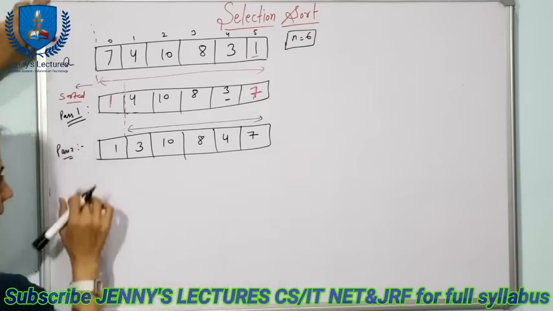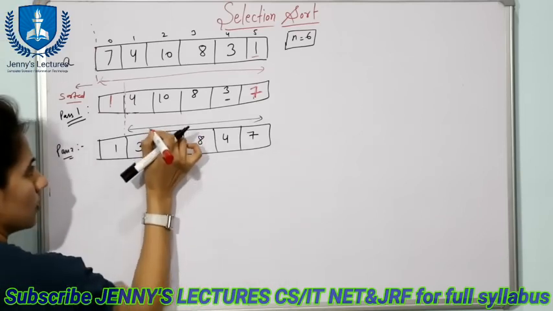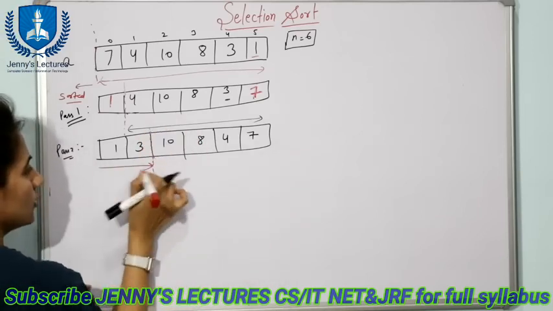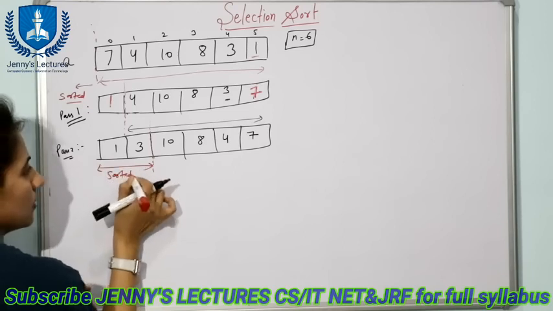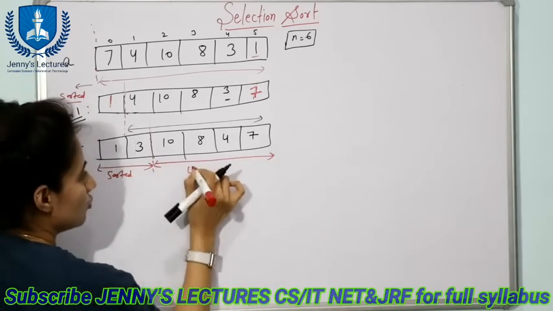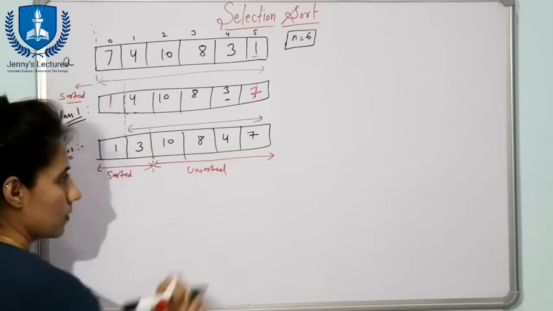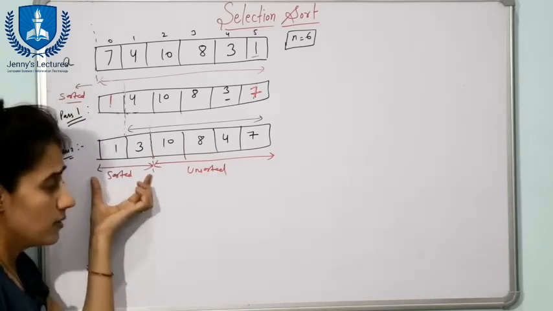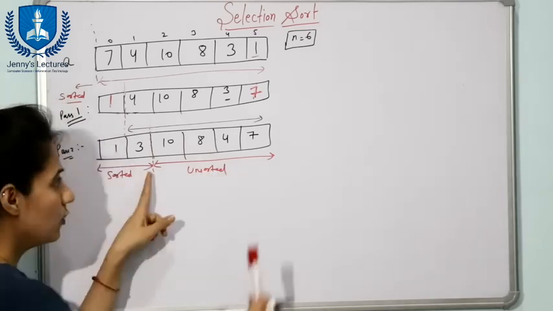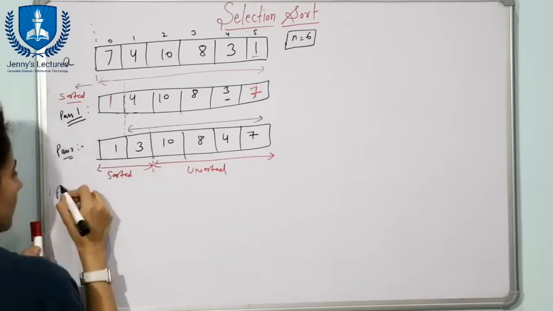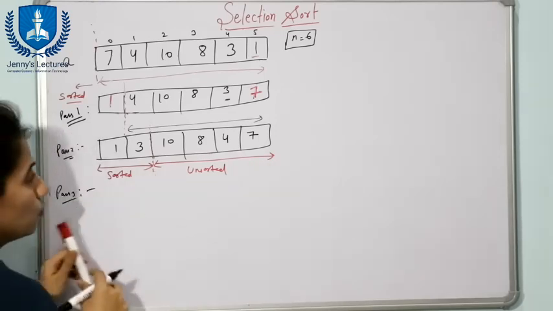Now this is the array in pass 2. So now this is the sorted subarray and this is the unsorted subarray. Fine. Now you keep the sorted subarray as it is and you deal with this unsorted subarray. Fine. In pass 3, what will you do?